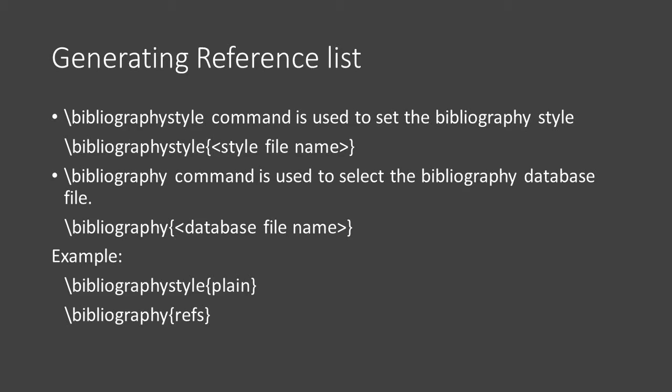Now we will see how reference lists are generated by BibTeX and included in the LaTeX document. LaTeX comes with two commands to select the bibliography reference style and the database file in the document. The bibliographystyle command selects which style file is to be used for the reference list. The command's argument is the style file name without the BST extension. For example, bibliographystyle plain will use the plain bibliography style for formatting the bibliography database.